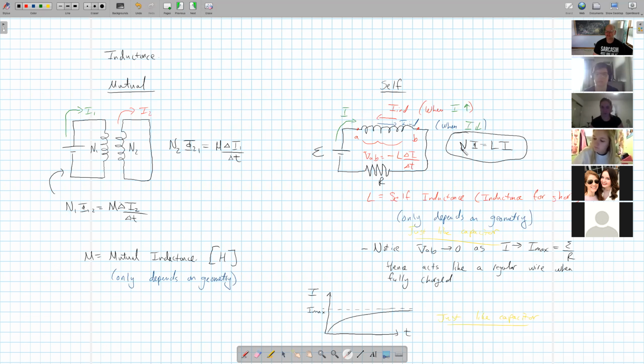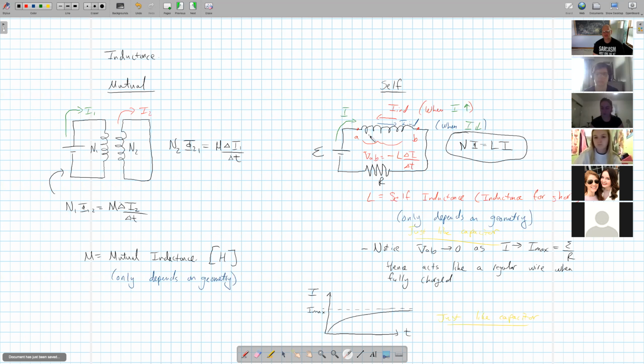So what this one says then is the number of loops times the flux through those loops is equal to the self-inductance times the current. So this is where the EMF actually comes from. So just like the mutual inductance, what happens in this case then is the self-inductance only depends on geometry, just like that of the capacitor.